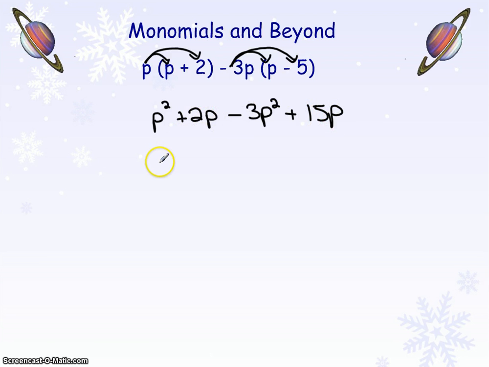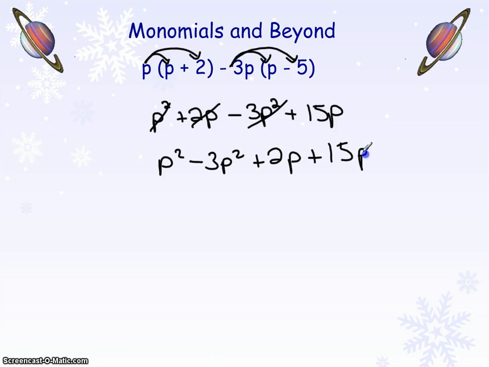So let's rearrange in descending order. You've got p squared, and then let's write the other one, minus 3p squared, positive 2p, and positive 15p. So now you can see that these two are like terms and these two are like terms here. When there's no number in front, it's a 1.